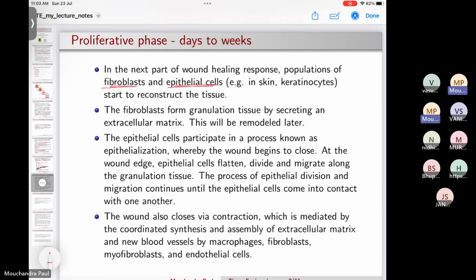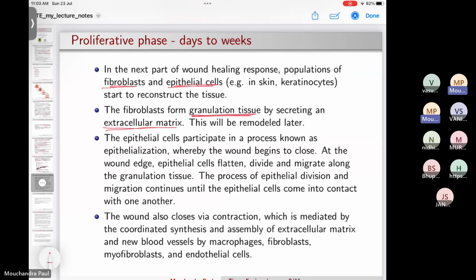So the fibroblasts form what is called the granulation tissue by secreting the ECM components. Now this will be remodeled later during the remodeling phase. So during the proliferative phase, the fibroblast starts secreting some ECM proteins like collagen, etc., and forms what is called a granulation tissue.